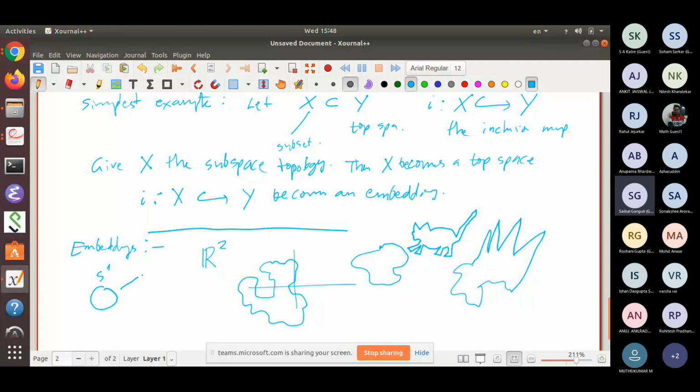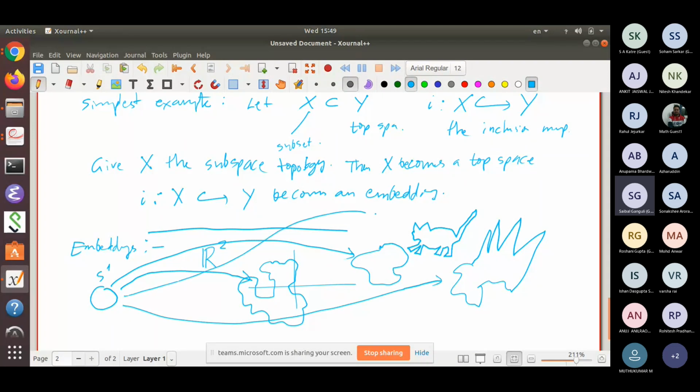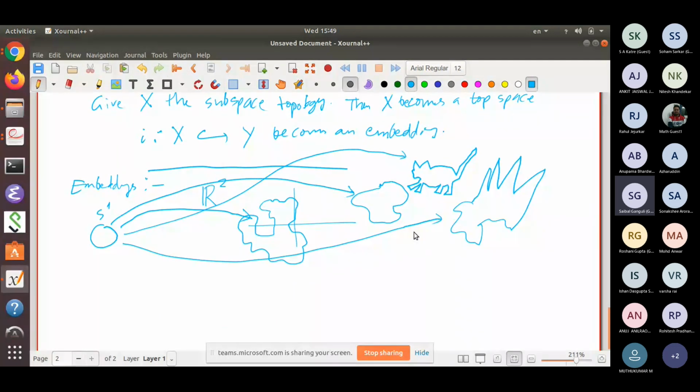And all these are embeddings. Okay, I leave it to you to make the example precise, because I am not going to define a cat, and I am not going to define a simple closed curve. You see, all these simple closed curves are embeddings of S1 in that. So all the time you will encounter embeddings.